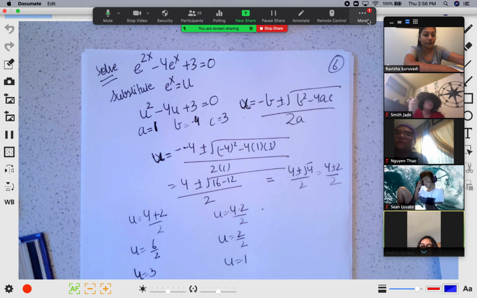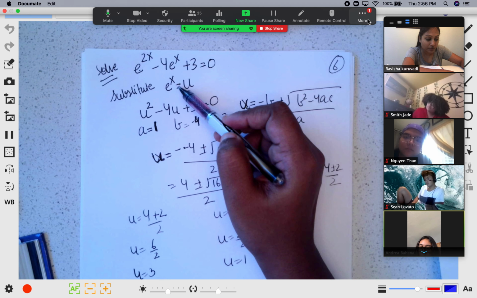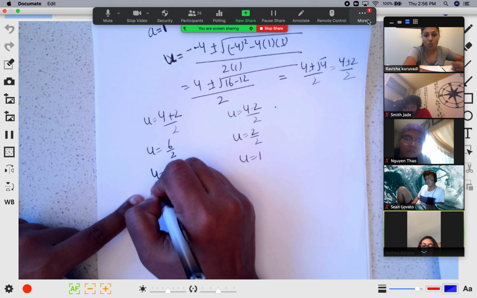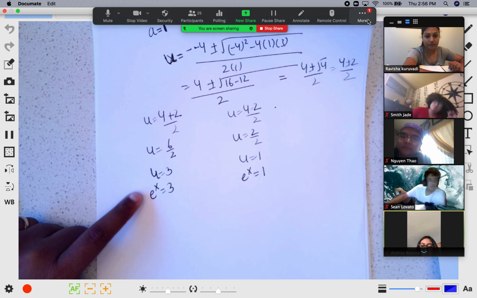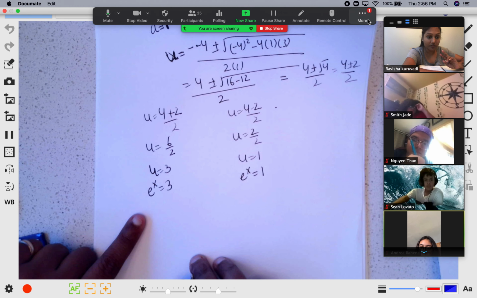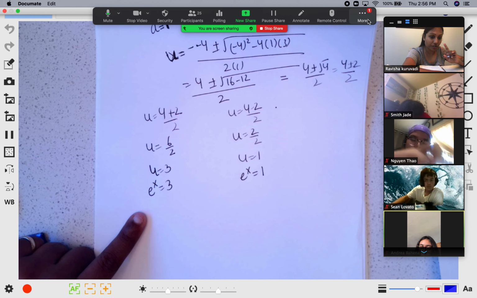Did you get your 3 and 1? And for u as 3 and 1, you're going to substitute back. So it becomes e to the power of x as 3, e to the power of x as 1. And how do you solve this now? Which method? The first two methods we did, Andrea, which method are you going to use? The first one or the second one?